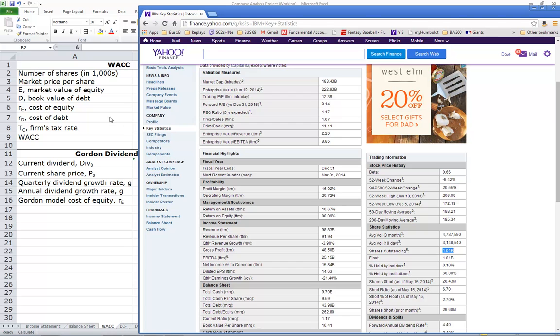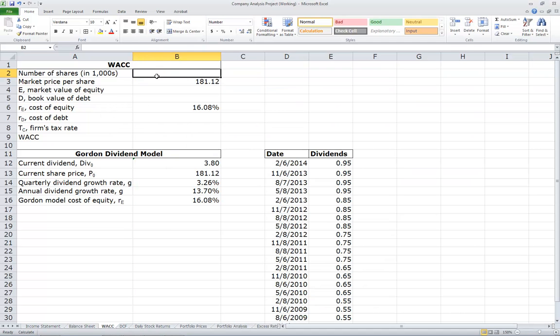My shares outstanding are 1.01B, so they're listed in billions. So I need to convert 1.01 billion into thousands. I need to convert that into thousands by dropping 3 zeros. 1, 2, 3. And now I have number of shares in thousands of shares. My market value of equity is the number of shares multiplied by the market price per share.